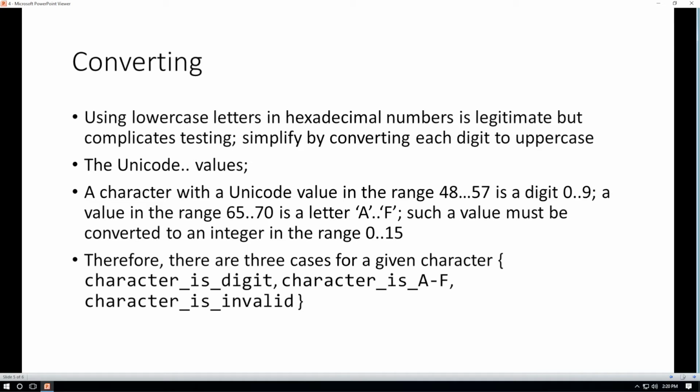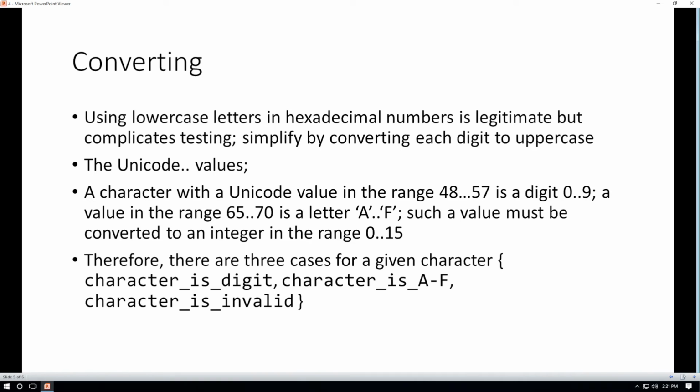We use the same trick of subtracting the first digit from whatever the character is, but then we have to add 10. In the end, by doing these two different ranges, we will come up with an integer in the range 0 to 15. In our selection logic, we have three different options that we must consider. That is, the character from hexadecimal is a digit, which means it translates directly to decimal. The second case is the character is A through F. That's not going to have a direct correspondence to a decimal digit. So we have to do the subtraction and then add 10.